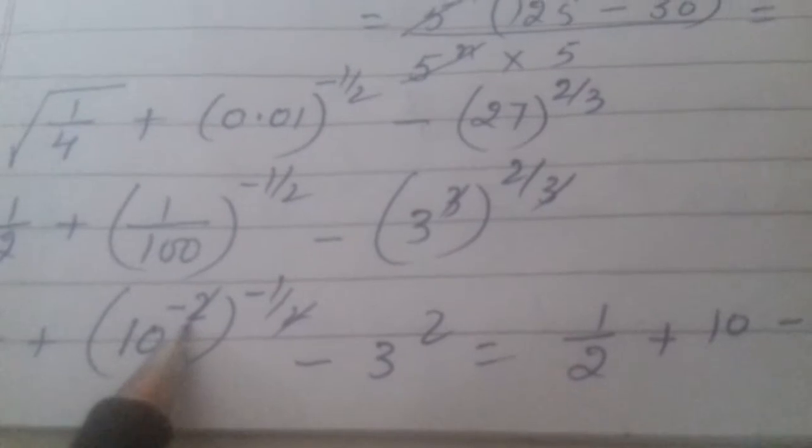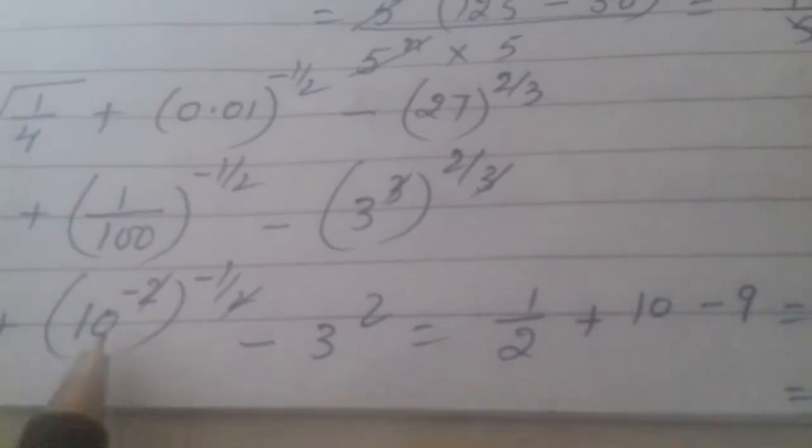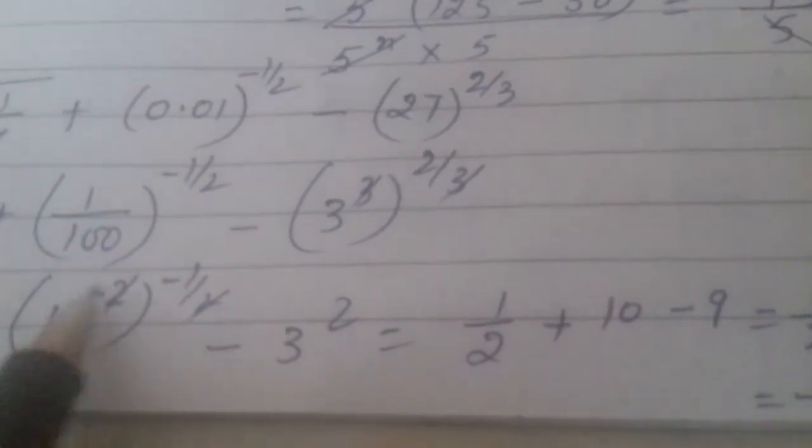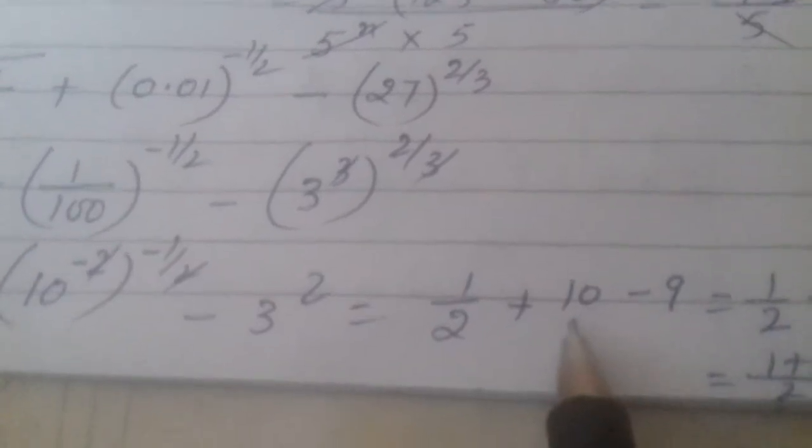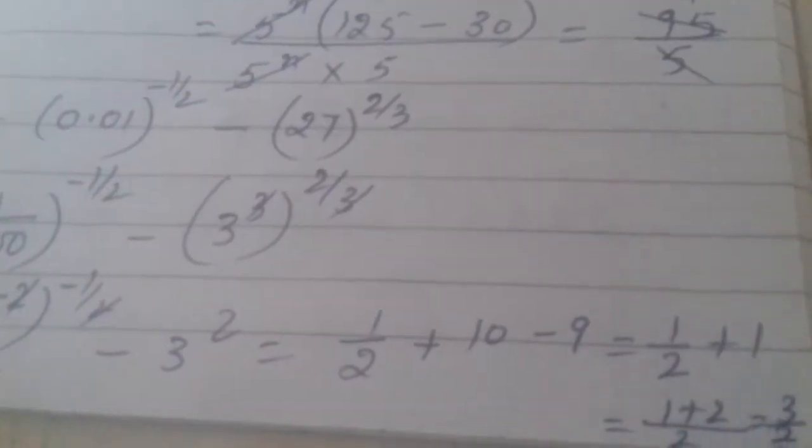Now 2 and 2 will get cancelled. You are left with 1 by 2, 10 power minus will be plus 1. So it will be 10 only, minus 9. Then you can solve, the answer is 3 by 2.